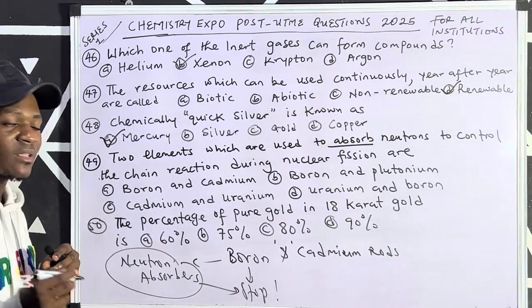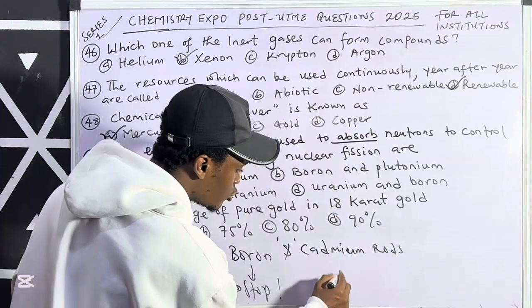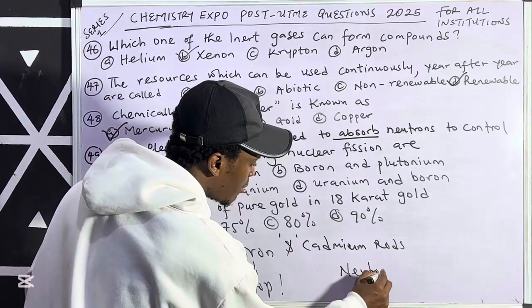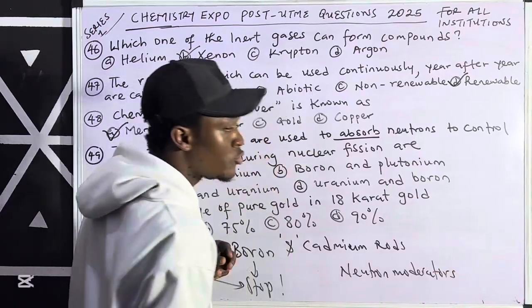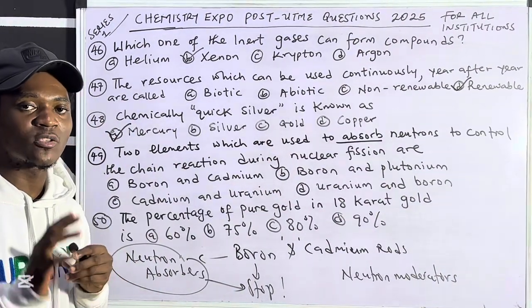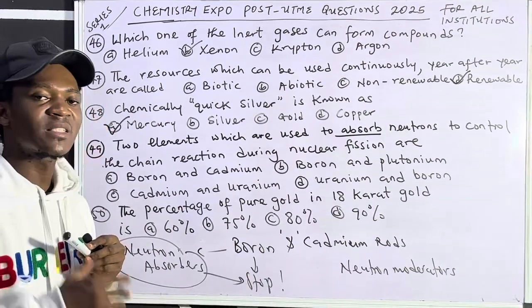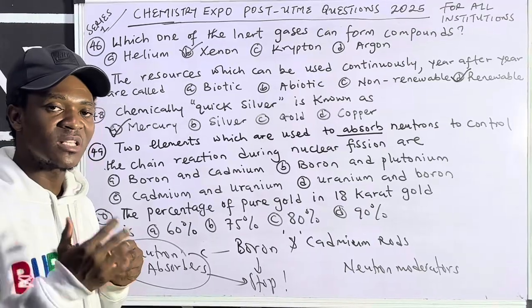Then we still have the other ones that are considered as neutron moderators. Never should you mistake neutron moderators for neutron absorbers. Neutron absorbers stop, while neutron moderators slow down.